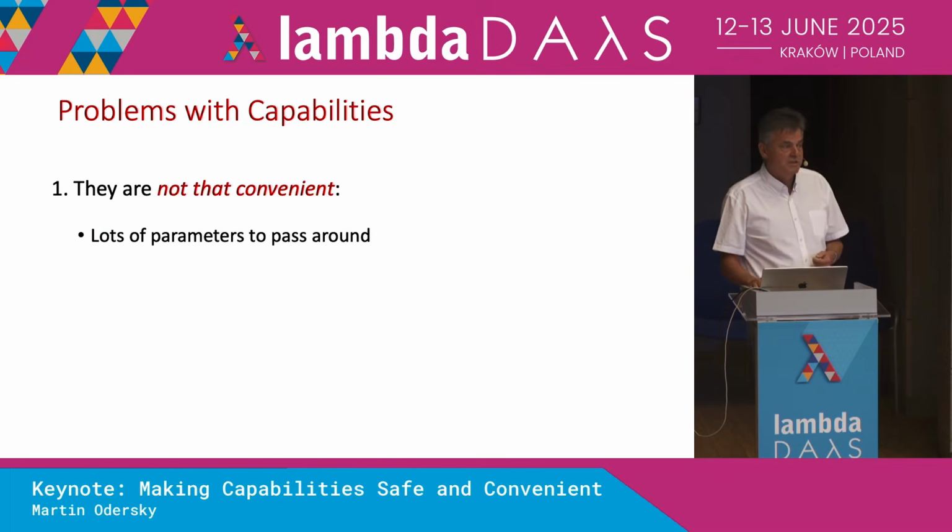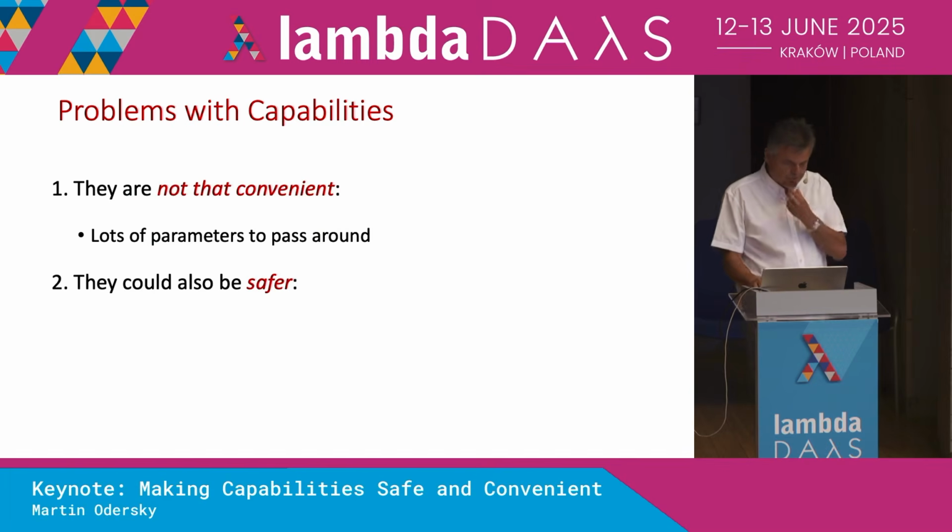You can, for instance, bundle them all up in a context, which is sort of the analog of a supermonad, of a God monad, where you say, now the context gives you everything, but that's then not very fine-grained. You can't really say precisely what you want to pass around. So that's the first problem with capabilities. The other problem is they could also be safer.